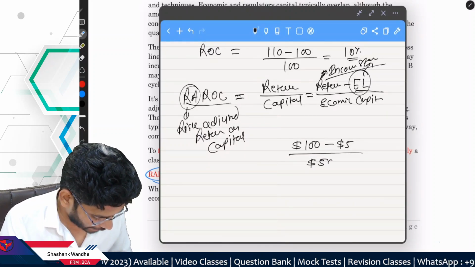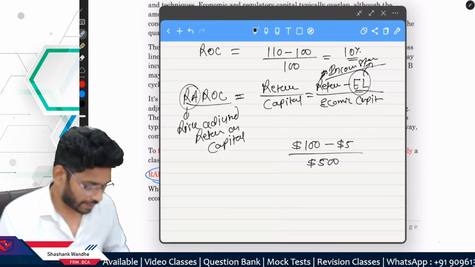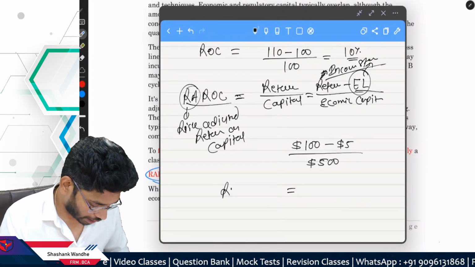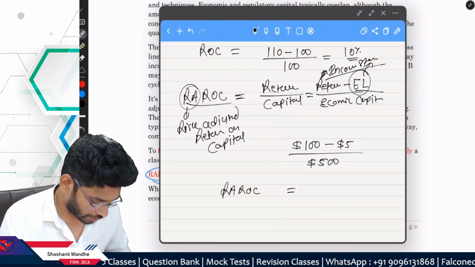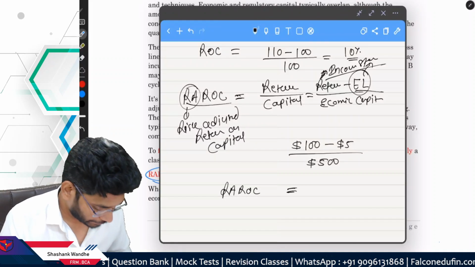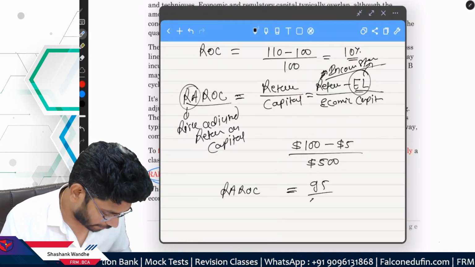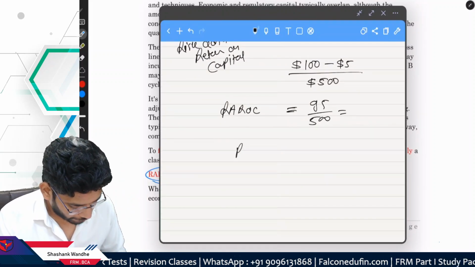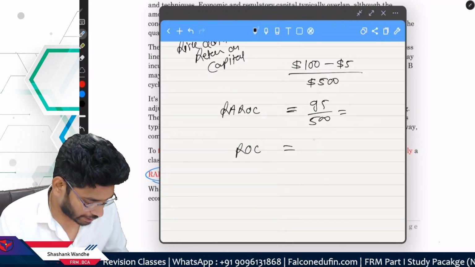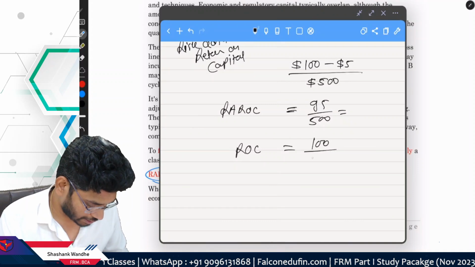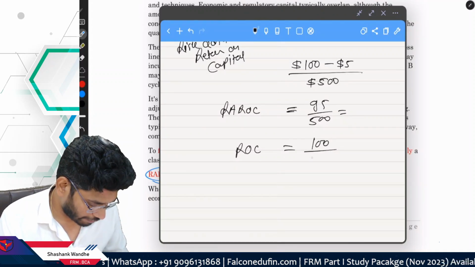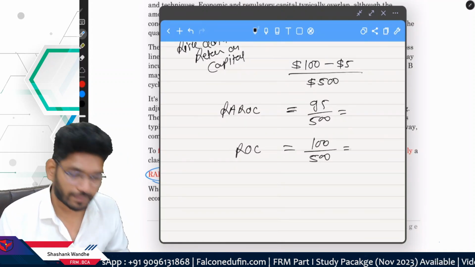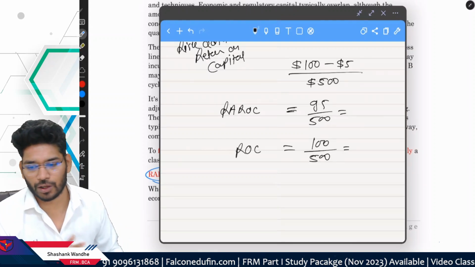Capital base is say 500 million. Okay. Now in this particular case, your RAROC is equal to 95 divided by 500. Whatever is the answer, you have to do this calculation. On the other hand, if you just consider the return on capital, then return on capital is this, 100 divided by 500. Simple. Okay, I hope you get the idea.